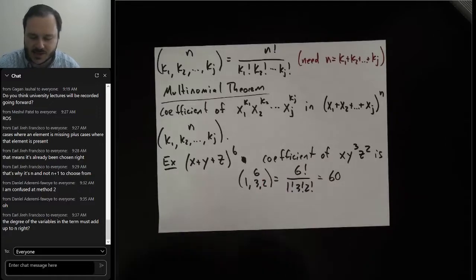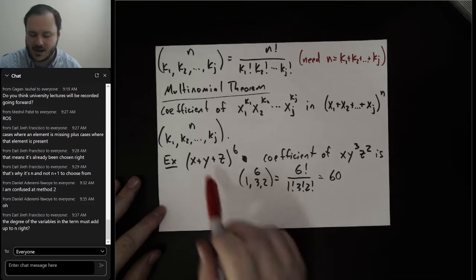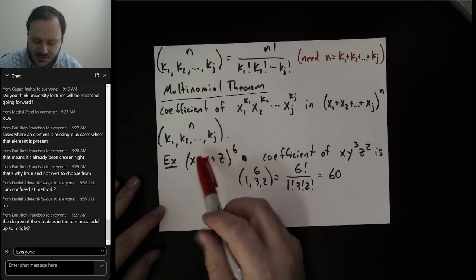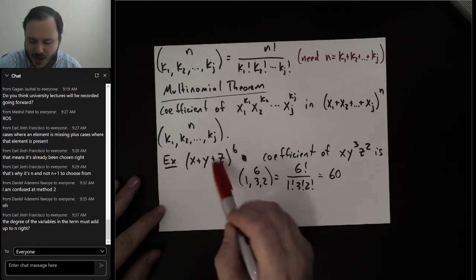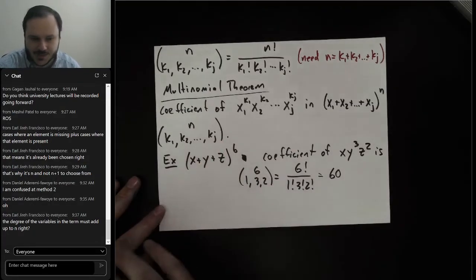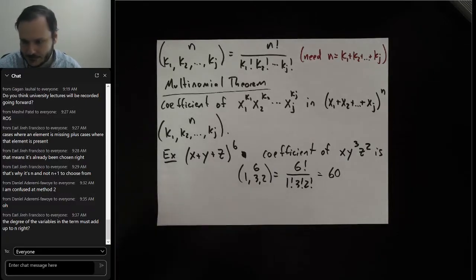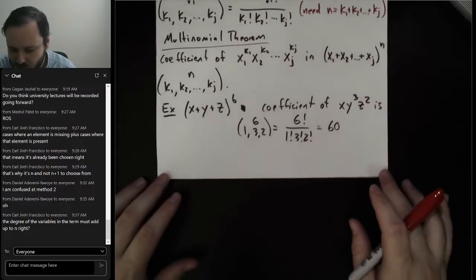Everything has degree 6, meaning that the powers of the x's plus the powers of the y's plus the powers of the z's all add up to 6 together. Okay. That's all I want to say about the multinomial theorem.